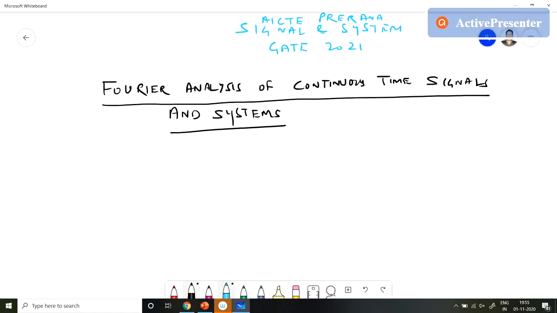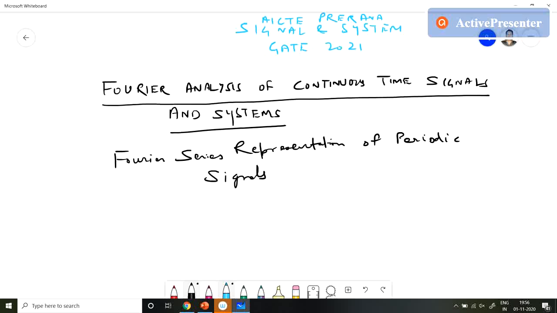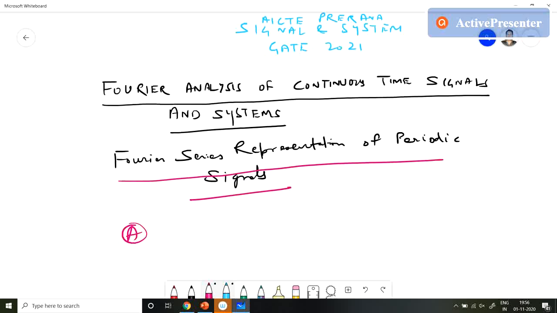So in this class, first we are going to do the Fourier series representation of periodic signals. We are going to do the Fourier series analysis of periodic signals. So let us discuss the periodic signals.